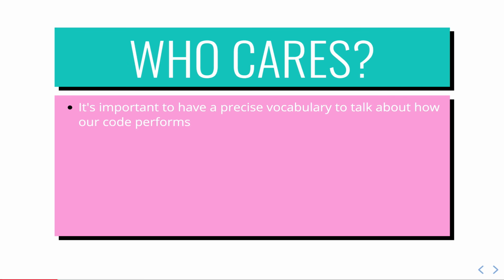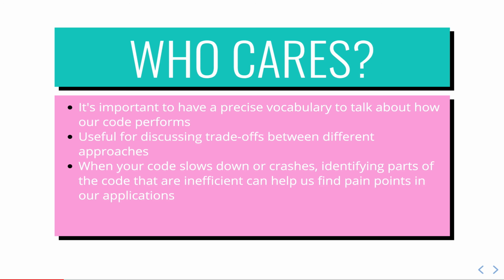So why should you care? Well, it's important to have a good vocabulary to talk about how your code performs, especially when you're talking about trade-offs between different approaches and you're trying to make decisions about which road to go down. Also, if you have an understanding of what makes your code perform well, what speeds things up, what makes it slow, it will also help you a lot when you're trying to debug things. You'll be able to find bottlenecks and pain points.